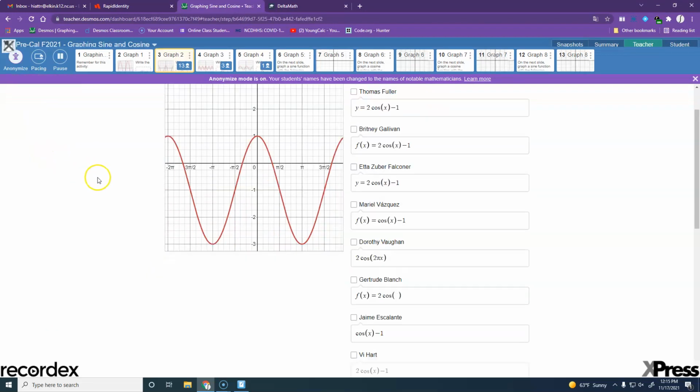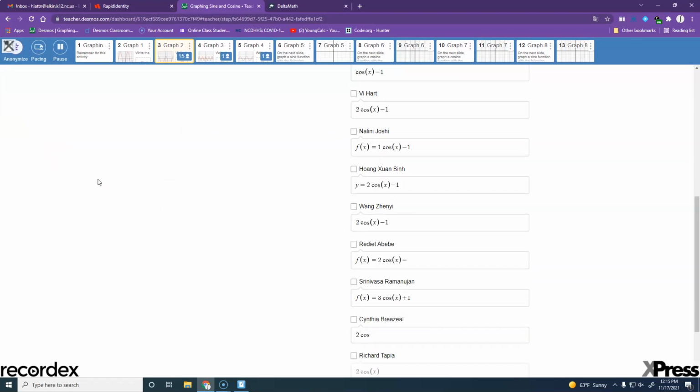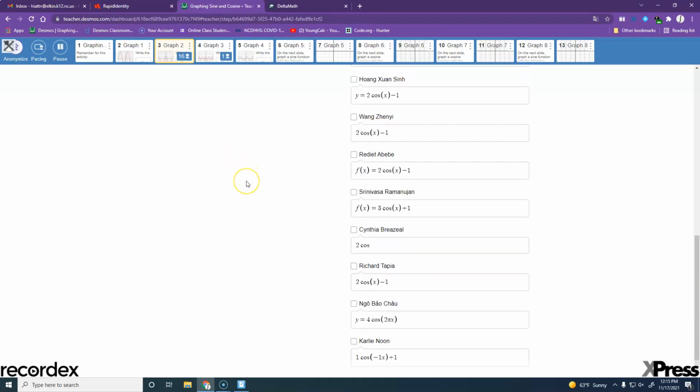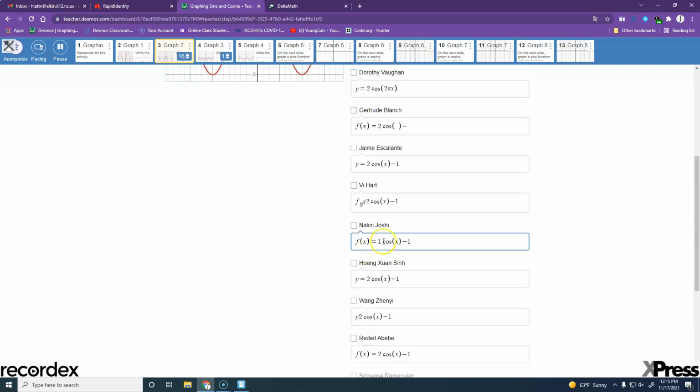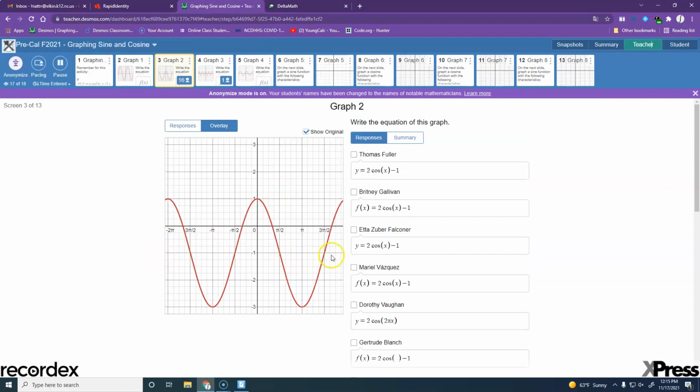All right, I'm seeing cosines. I like that lots of you have either f of x equals or y equals. Some of you still do not have that. Okay, I see a 3 here for amplitude, 4 here, a 1 here, but most of you have a 2. Amplitude is going to be 2 because it is the distance from your midline, which is at -1, so you should have -1 here, to the maximum, so that looks good.